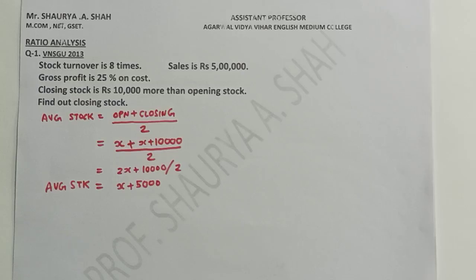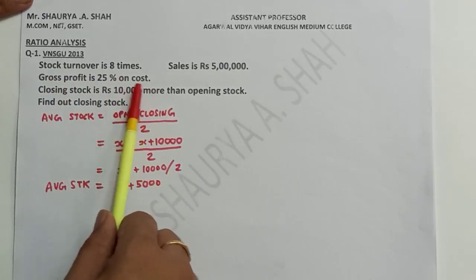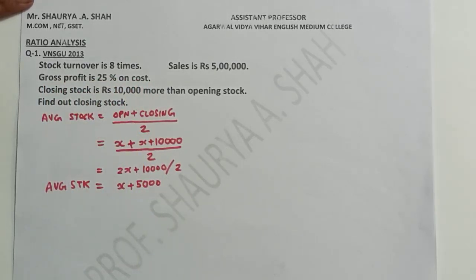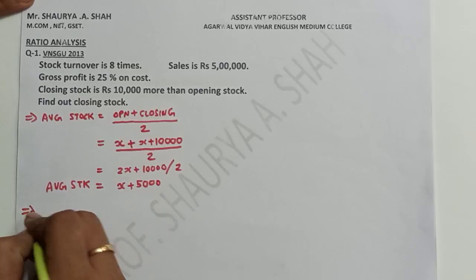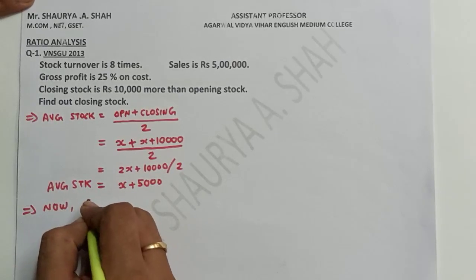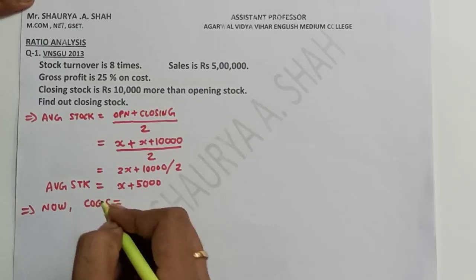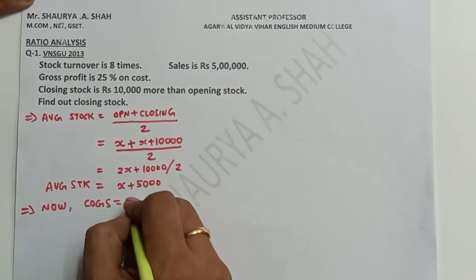Fine. Now the second step you need to do is find out sales out of whatever is given, right? As we don't know the sales, but the information given is that gross profit is 25% on cost, right? So if gross profit is 25% on cost, then it definitely means 20% on sales, right? You all must be knowing that equation. If it is 25% on cost, then it is 20% on sales. So now I will find out, in the formula, COGS is equal to sales minus GP.